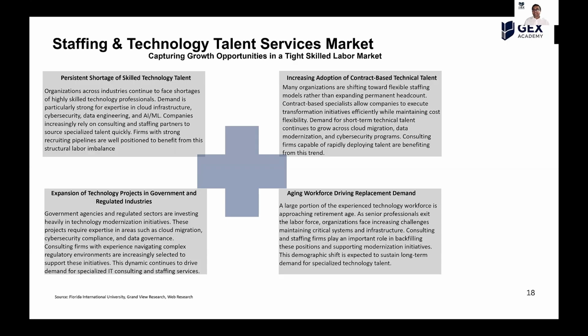So what I want you to notice again is that these trends, like before, reinforce each other. There's a shortage of specialized technology talent. Organizations are increasingly utilizing flexible staffing models. Technology spending continues to grow across government and regulated industries. And an aging workforce is creating additional replacement demand. Collectively, all of these factors create a favorable backdrop for firms that can effectively source, recruit, and deploy qualified technical professionals.